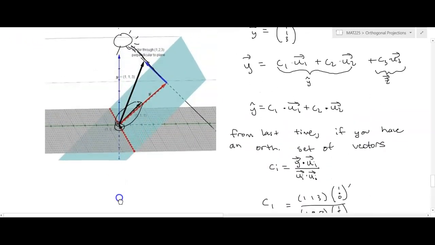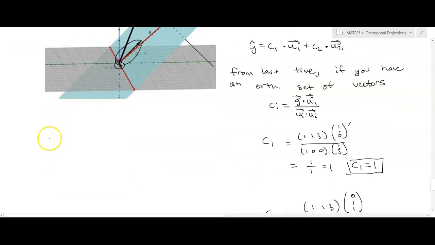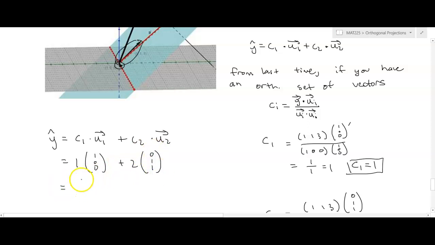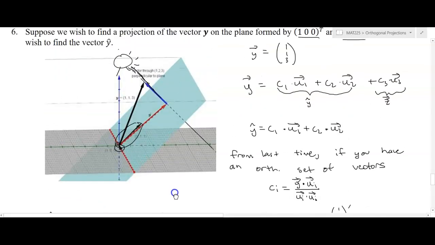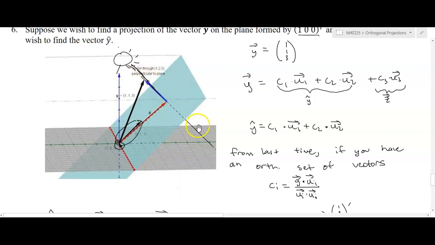Well, first of all, we've at least logically established it up here, but let's go ahead and now calculate the y hat vector. So y hat is going to be c1 times u1 plus c2 times u2. And c1 is 1, so we're going to take 1 times the 1, 0, 0 vector plus 2 times the 0, 1, 1 vector, and that's going to give me 1, 2, 2. So the y hat vector is the 1, 2, 2 vector, and the way we could check that this at least worked out is to confirm that it is perpendicular to the z vector.